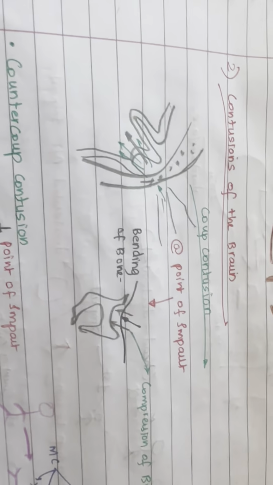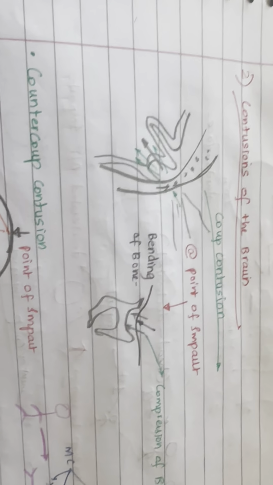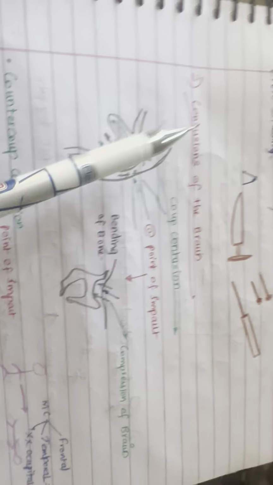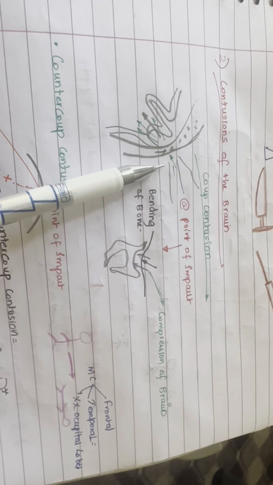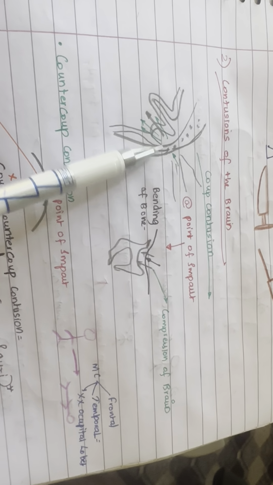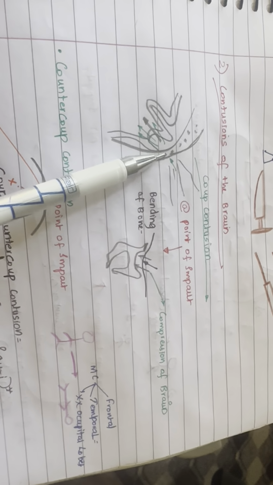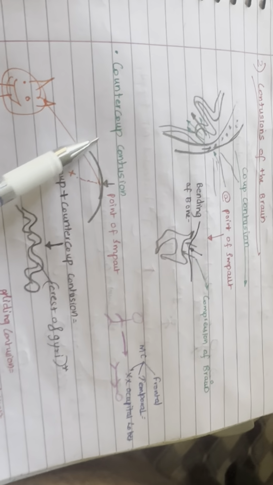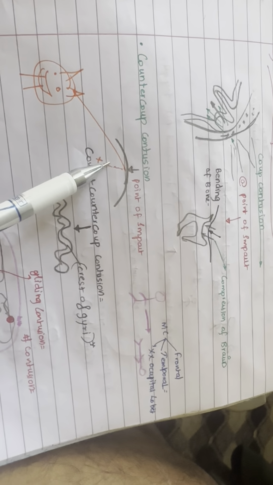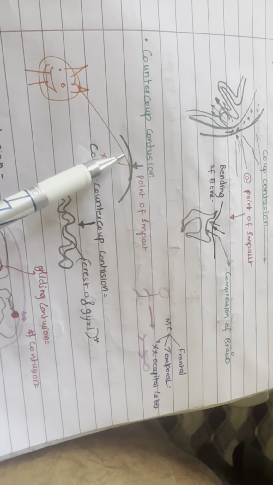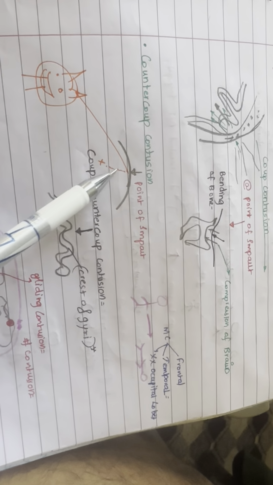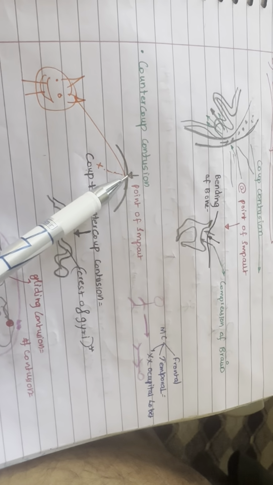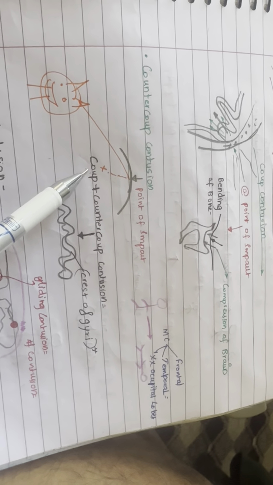There are 6 ways a contusion can happen. Mechanism of production: first is a coup contusion. It occurs at the point of impact due to inbending of the bone with compression of the brain. Counter coup contusion occurs in the brain directly opposite to the point of impact.